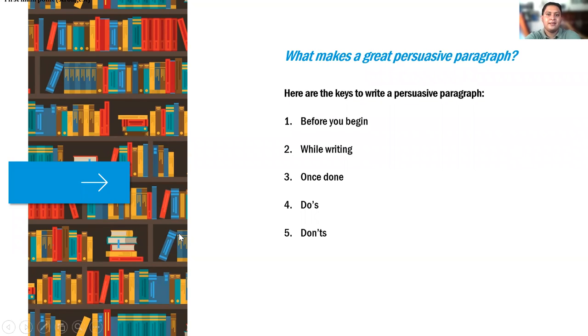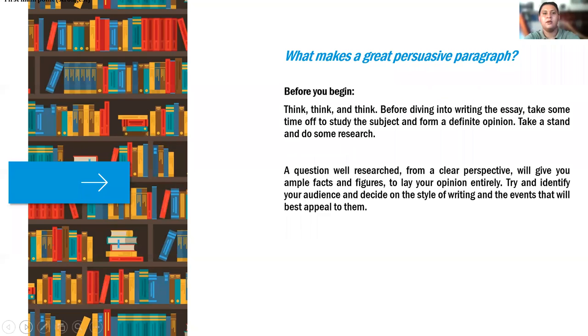And what makes a great persuasive paragraph? Okay, here are the keys to write a persuasive paragraph. One, before you begin. Two, while writing. Three, once done. Four, do's. And five, don'ts. Okay, we have different definitions about the points. And here we have before you begin. Someone can help me to read this.